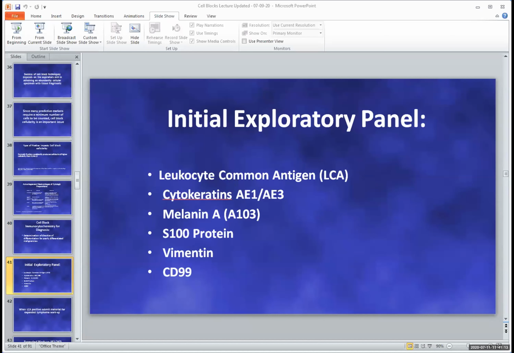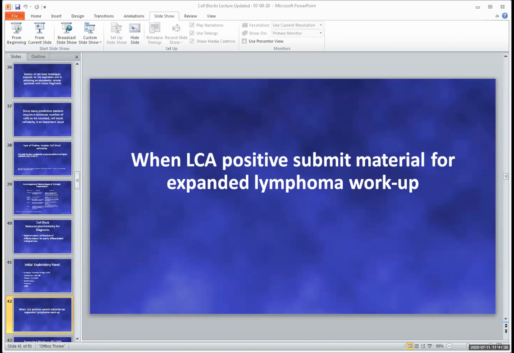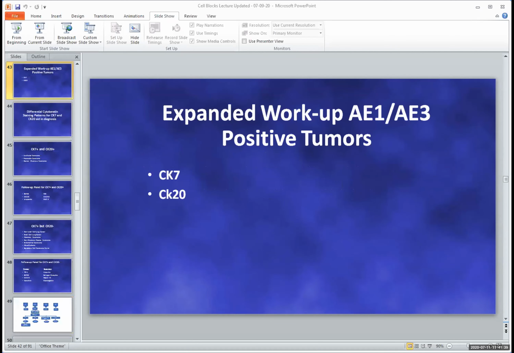I will use an initial panel for leukocyte common antigen, cytokeratins, melan-A, S100 protein, often vimentin, and if it looks to be a round cell malignancy, I add CD99. When the LCA, leukocyte common antigen, is positive, I submit it for a lymphoma workup. We have a hematopathology group, and it becomes their problem, fortunately not mine.